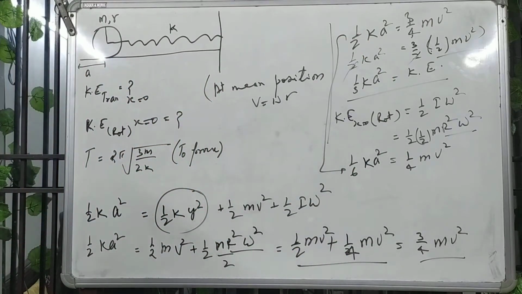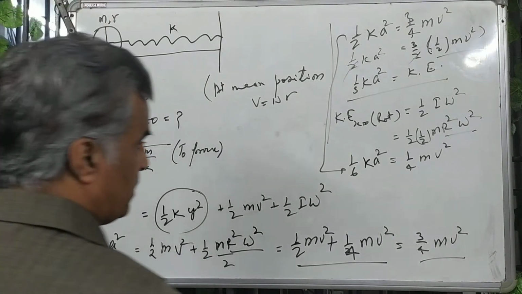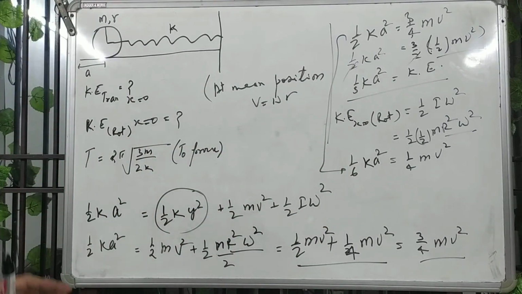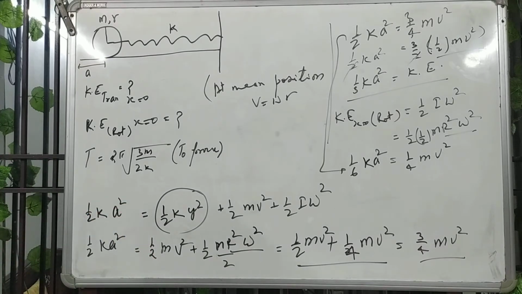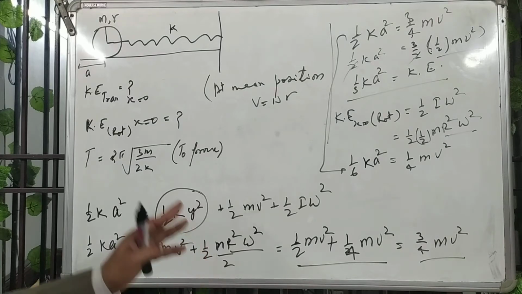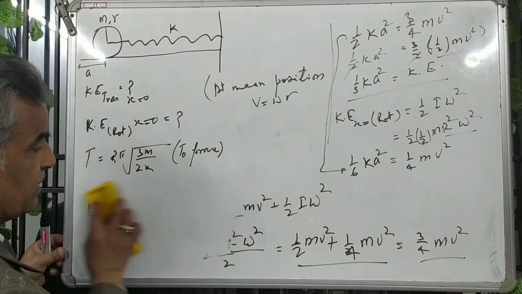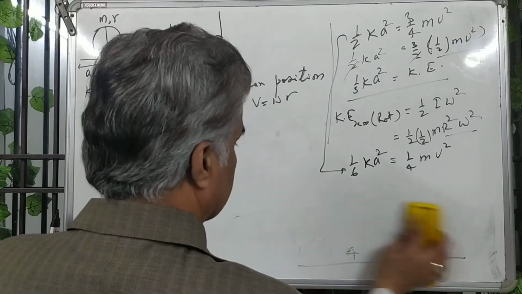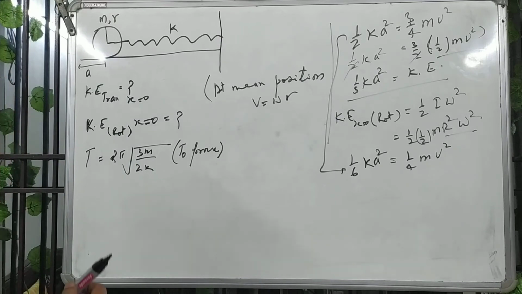So this is the rotational kinetic energy. And next, these are the energies, kinetic energy, rotation and translation at the mean position. At the mean position, x is 0. So you have got it. And next you have to find the time period, and you have to prove the time period T is this. This is to prove.